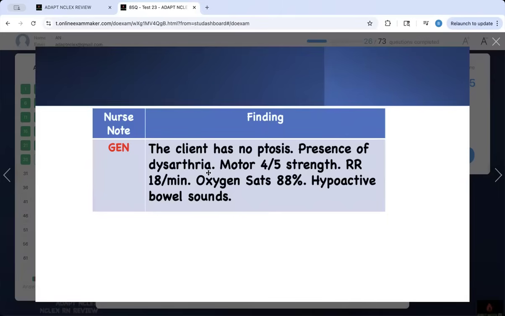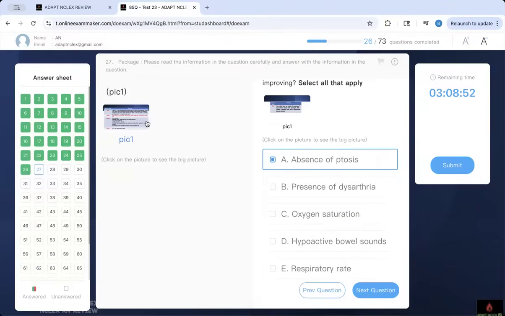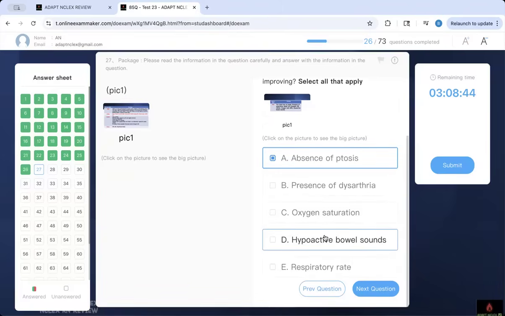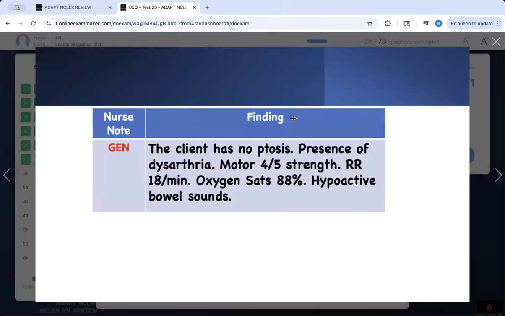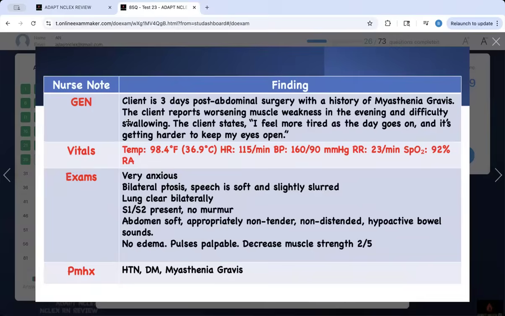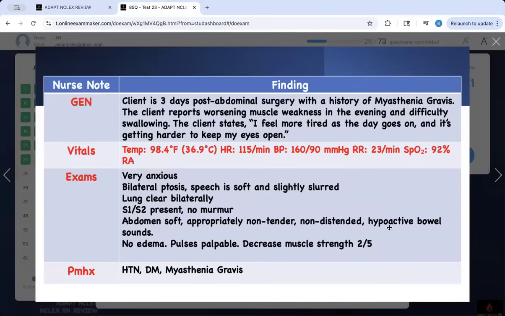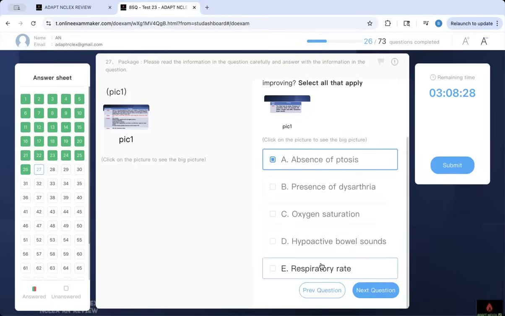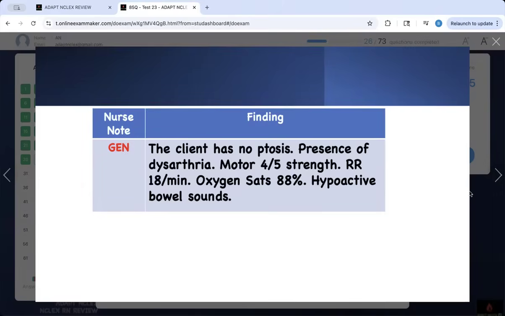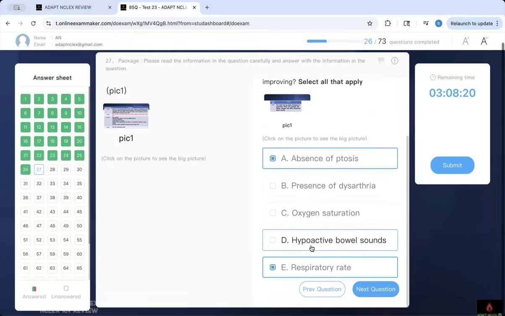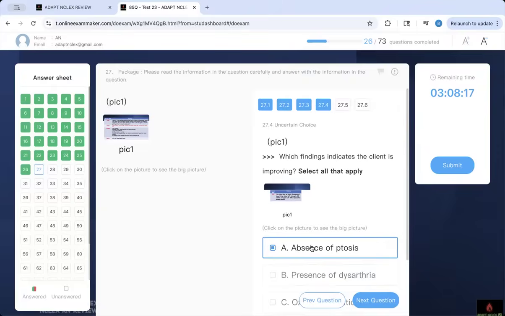And I'll go back. Presence of dysarthria. Oh, what did they have? They had slurred speech and soft speech. They're getting dysarthria, almost the same. It has not improved. Oxygen saturation, what is it? This is 88. I go back and I have what? 92. They're not improving. They're going down. Hypoactive bowel sounds. Oh, they stay at hypoactive bowel sounds. Respiratory rate. What happened? It's 16 here. What was it before? It was 23. That means you're improving. And therefore, that one is okay.